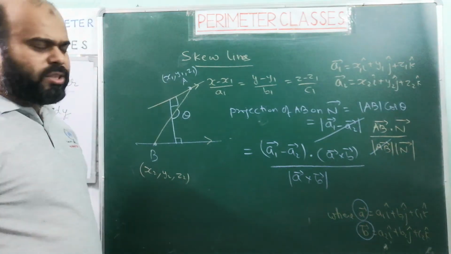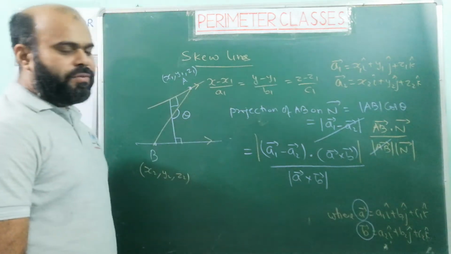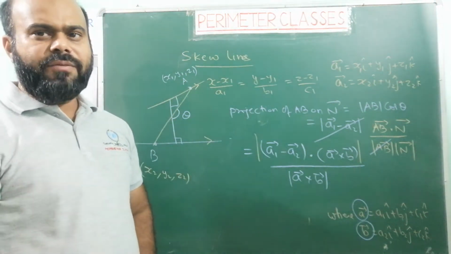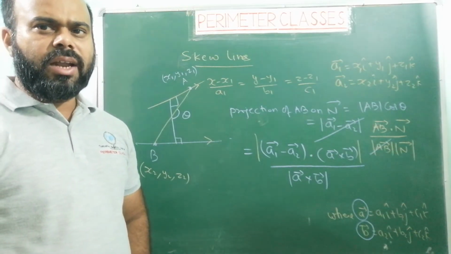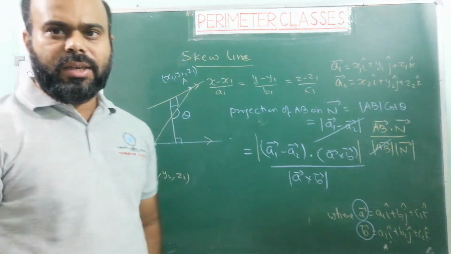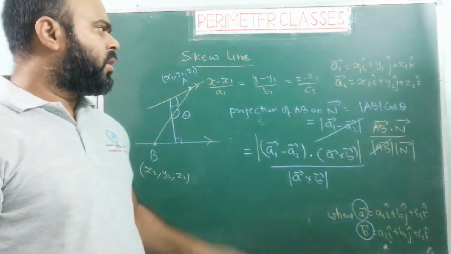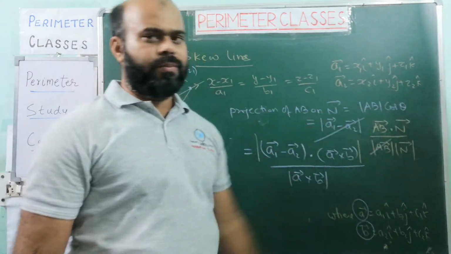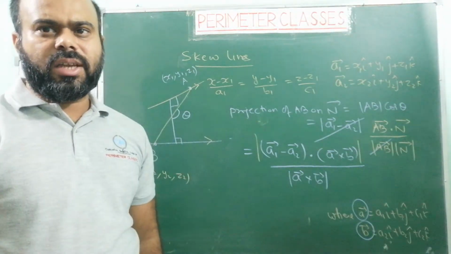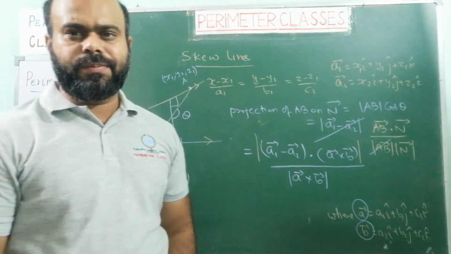Now the distance has to be positive, so we put a mod over here also in case we get a negative value. So this is the formula which we have to remember if we have been asked to find the distance between two skew lines. A1, A2 are basically the position vectors of the 2 points on the respective lines, which is this one and this one. And what are A and B? A and B are actually the vectors along the lines that are obtained from the direction ratios of the lines.